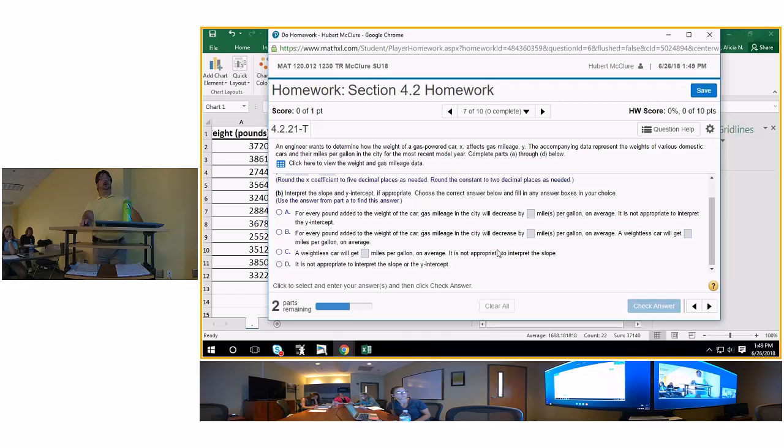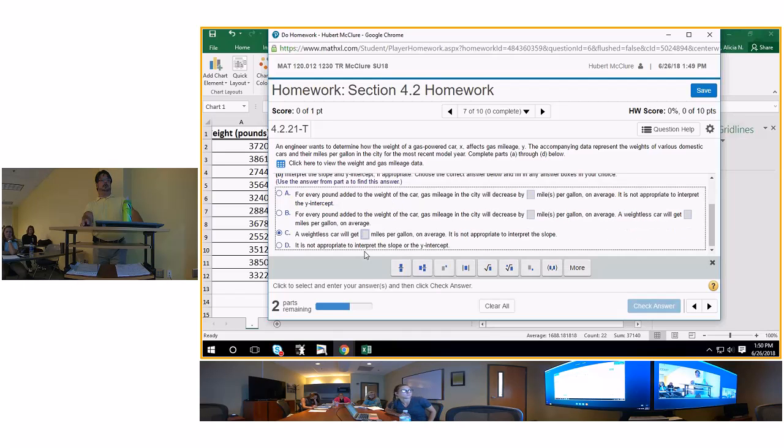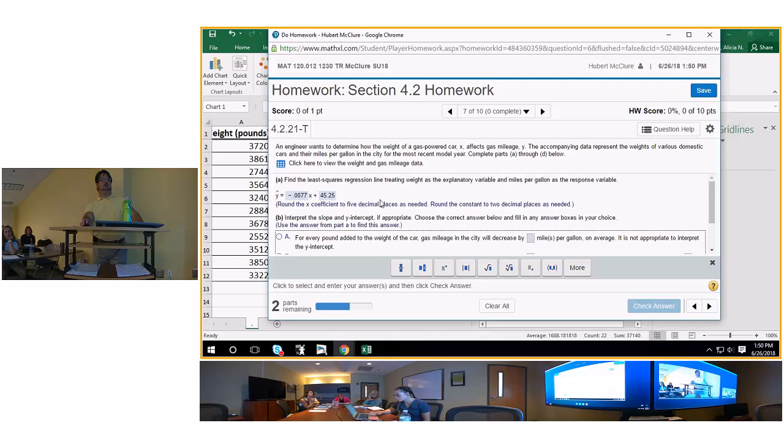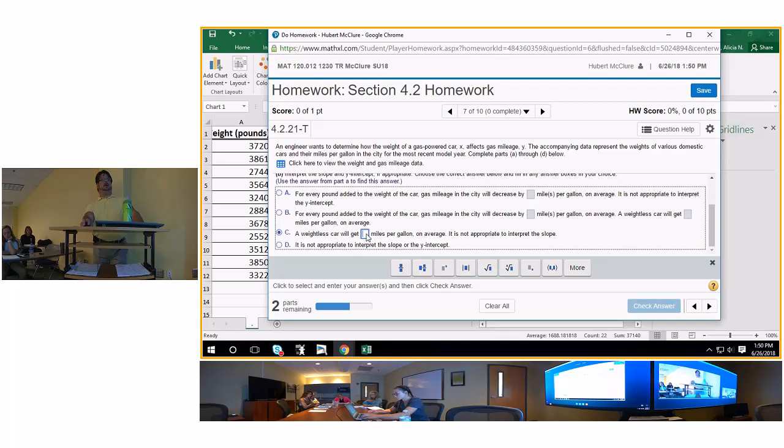Interpret the slope and Y-intercept, blah, blah, blah. Well, we already found the Y-intercept. Y'all found that. I'm not going to read all those, it takes too long. A weightless car will get 0 miles per gallon. A weightless car, that's 0. Somebody tell me the slope. It's up there. What is it? 45.25 miles per gallon.